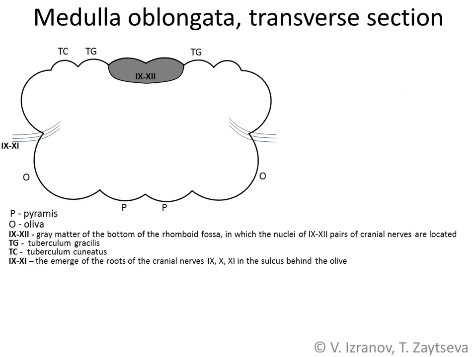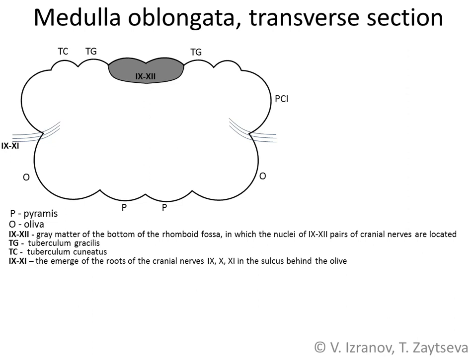Then we can write down here that this is the place of emergence of the roots of cranial nerves in the sulcus behind the olive. So if it is olive, in this sulcus, these fibers pass.